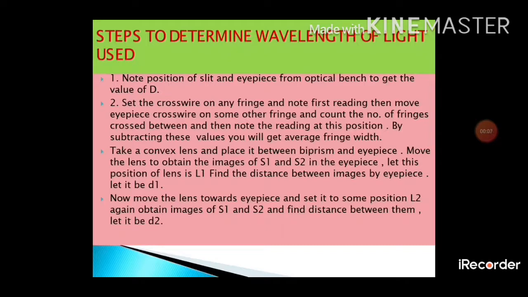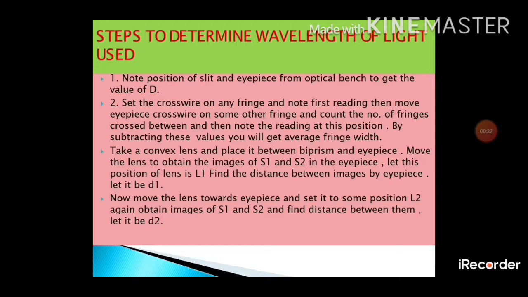As I have told you, in order to get the value of wavelength lambda, we have to find out the value of capital D, small d and fringe width beta. So the very first step is we will note down the position of slit and eyepiece from the optical bench directly, so we will get the value of capital D.